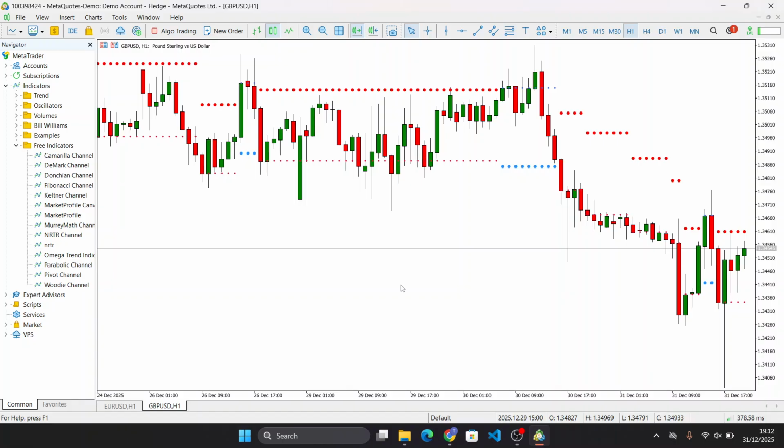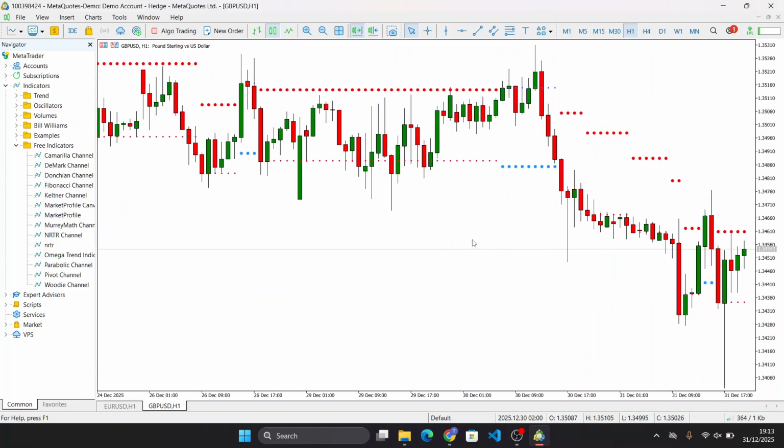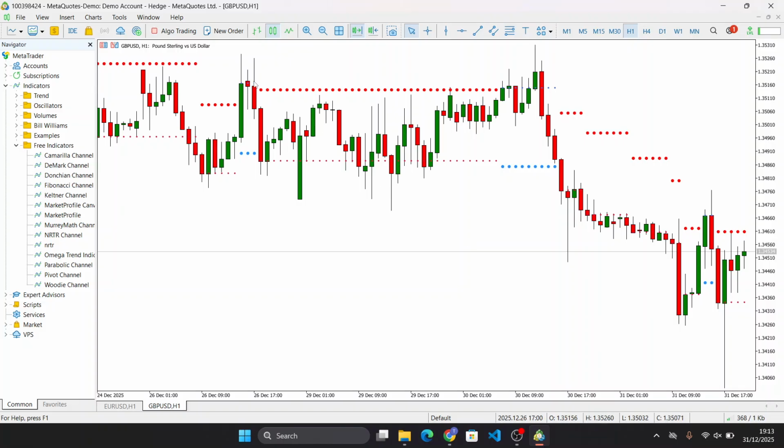Now, who is it for? The NRTR indicator is suitable for traders who want a clear, line-based view of prevailing trend direction and trading levels across Forex, commodities, indices, and cryptocurrencies. As a trend following tool, it is lagging and can generate delayed or whipsaw reversals, especially in sideways or low volatility markets. It should therefore be combined with other confirmation methods and risk management rather than being used as a standalone trading solution.